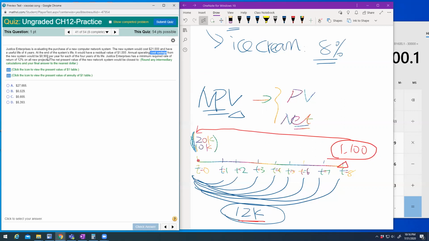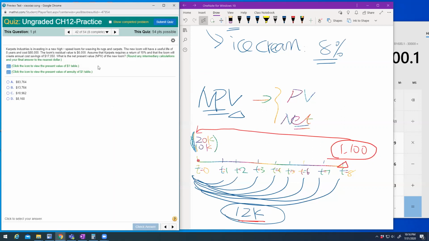Because think about this, you save 10,000, it's the same as you get an extra 10,000. So cost saving will be similar in our NPV calculation. It's similar to your extra cash flow. So instead of 12,000, you put 8,900. Next one, asking about the NPV, also. You have a useful life of 8 years and cost 8,000, residual 6,000. So you do this by yourself also. You have annual cost saving of 17,050, which is similar to extra cash flow of $17,050.